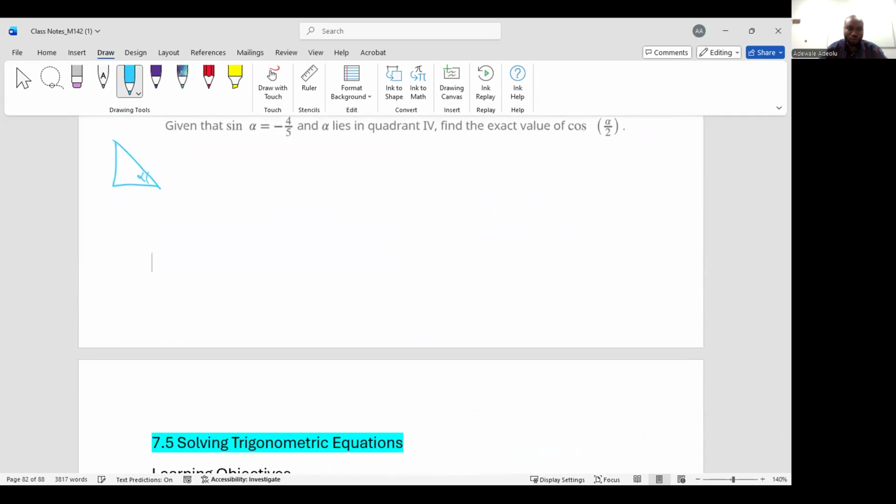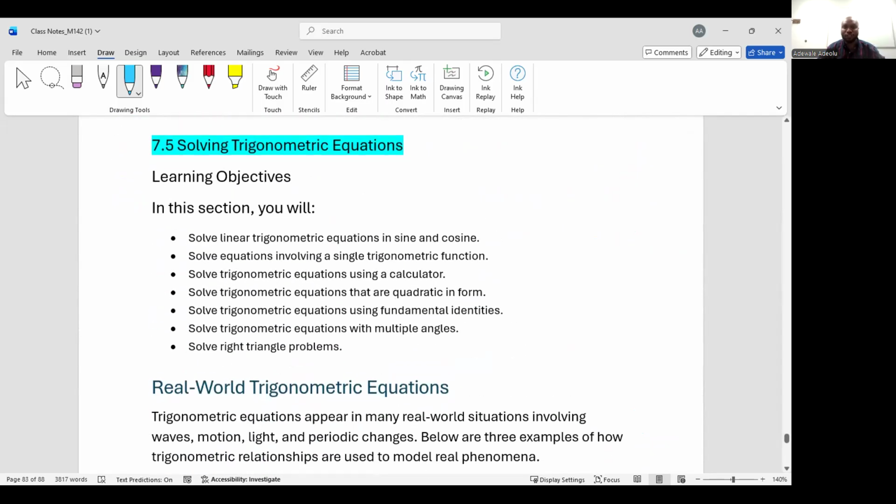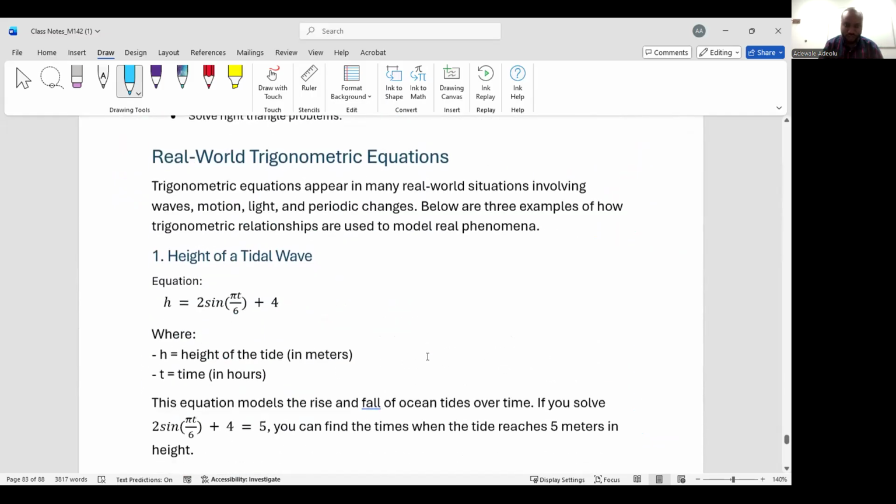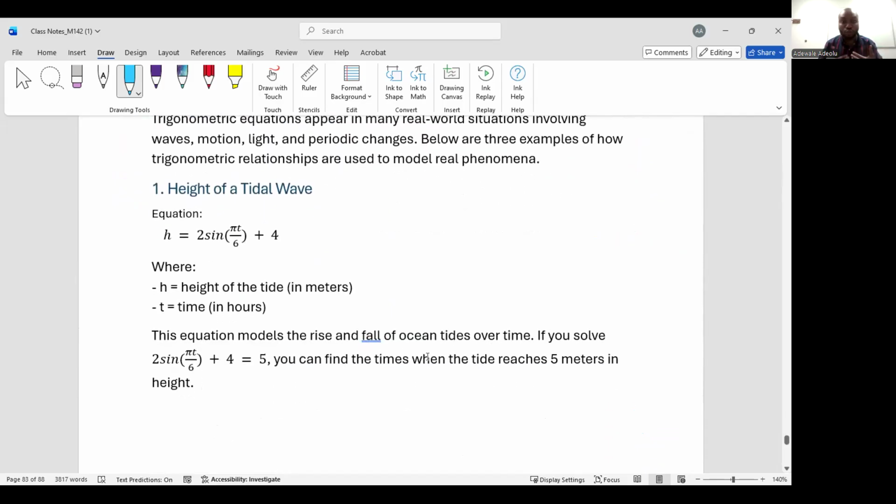So the next thing we want to look at is solving trigonometric equations. Before this class, you were introduced to trig functions and the fact that you can use these trig functions to model numerous real-world situations. For example, the ocean wave or the tidal wave can be modeled using a trig function. For example, we can say the height of the tidal wave is modeled by this, where h is the height and t is the time.